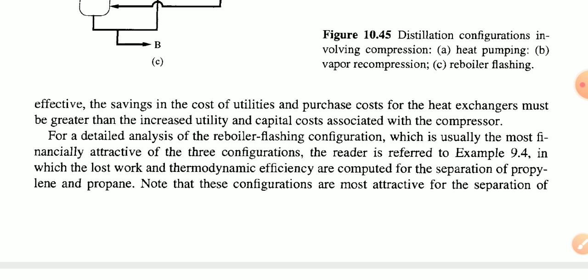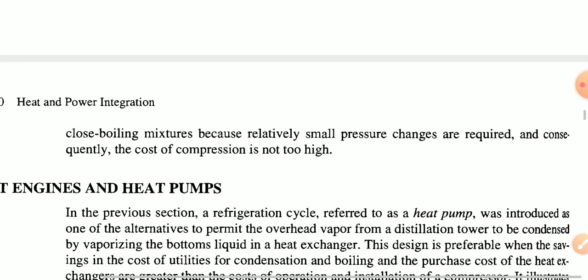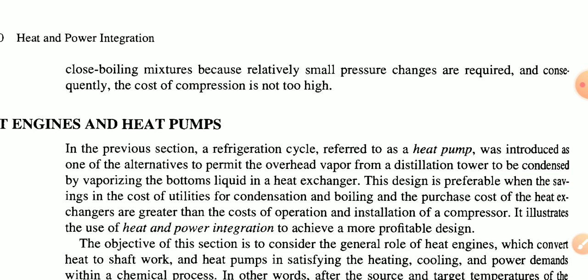the reader is referred to example 9.4, which we saw earlier, in which the lost work and thermodynamic efficiency are computed for the separation of propylene and propane. Note that these configurations are most attractive for the separation of close-boiling mixtures, because relatively small pressure changes are required and consequently the cost of compression is not high.